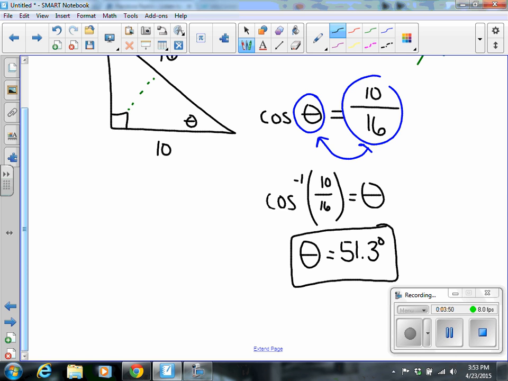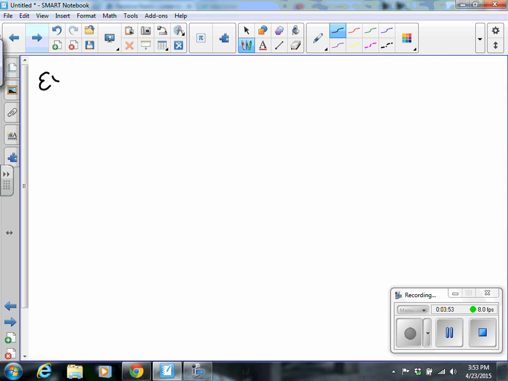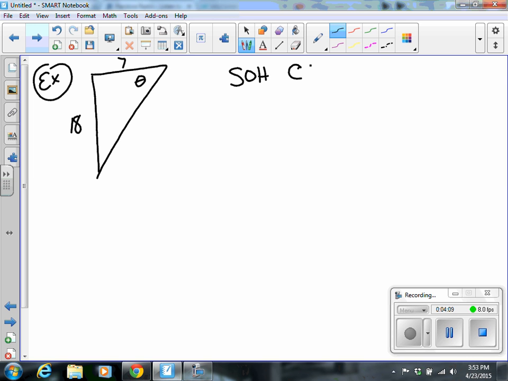All right, let's look at another one. All right, again, I write down SOHCAHTOA every time, so I remember which one I'm trying to use. So my theta here is in the corner. Do I have a hypotenuse? And the answer is no. I don't have a hypotenuse, so I know for sure that I'm using tangent.